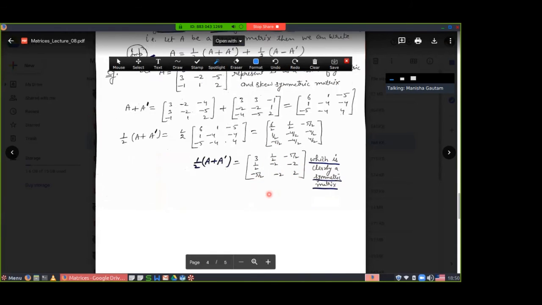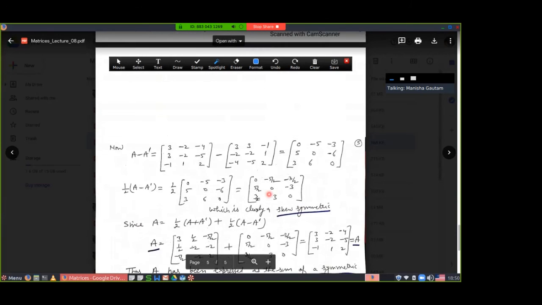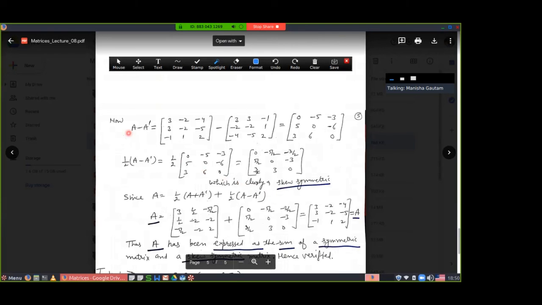Now, the second part of this property is you have to calculate half of A minus A transpose. For that, you first have to calculate A minus A transpose, subtracting the corresponding elements of these two matrices. You will get 0, minus 5, minus 3, 5, 0, minus 6, 3, 6, and 0. Next is half of A minus A transpose. Divide all these elements by 2. What will you get? 0, minus 5 by 2, minus 3 by 2, 5 by 2, 0, minus 3, 3 by 2, 3, 0.